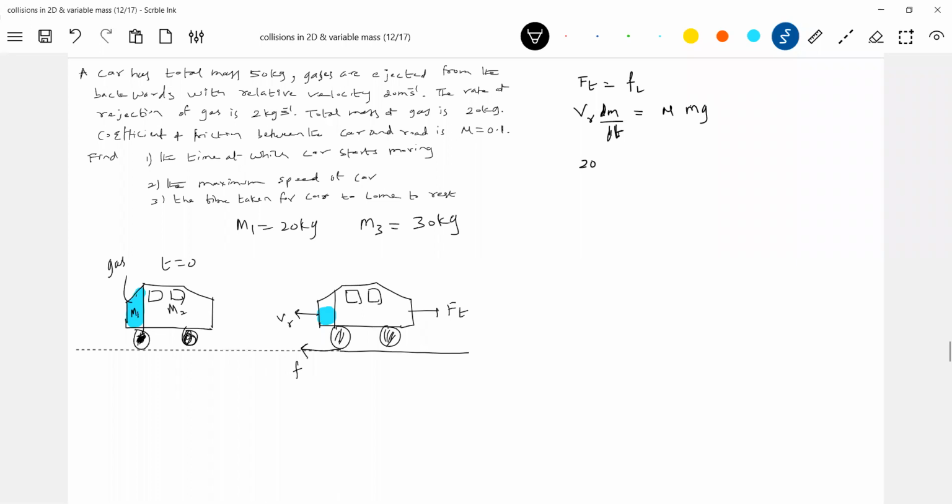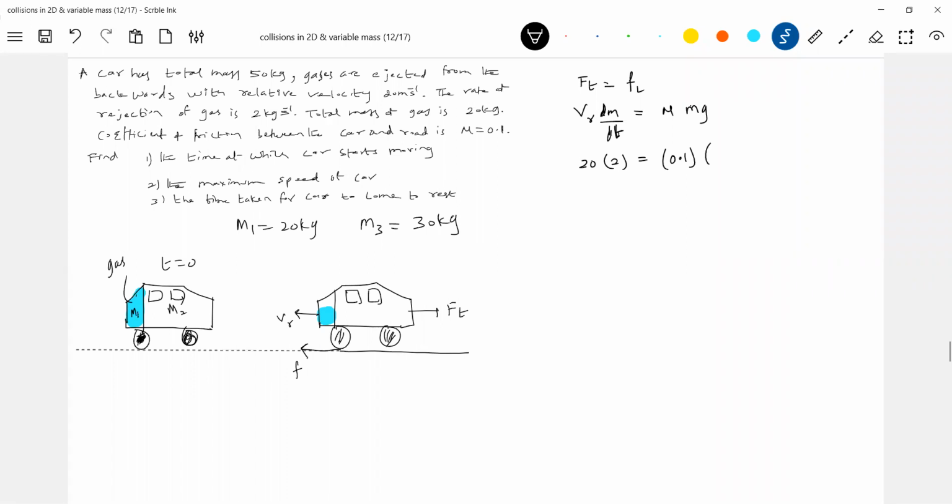This we know. The rate of ejection of gases, shall I write that dm by dt is 2, all of you? dm by dt is 2. Then mu is how much? 0.1. What is m? What should I write for m? With time, the mass of the system will decrease, no? Because some gas will be ejected.